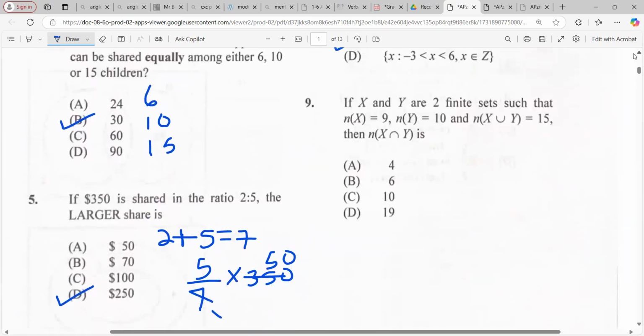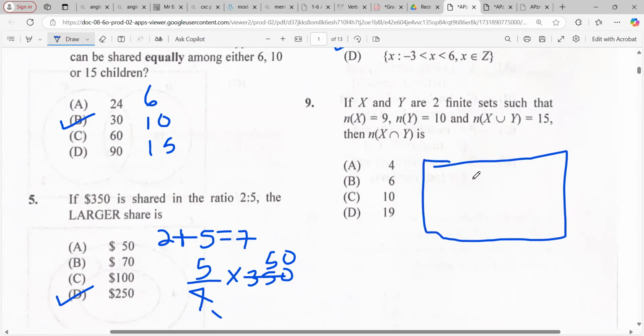All right, it says if X and Y are two finite sets such that the number in X is 9 and the number in Y is 10, and if you combine the two sets, X union Y is equal to 15, then what is the intersection? I'm trying to have a little visualization. All right, so there are two finite sets and they are intersecting sets, because both of them have an intersection we should find. Let's just call this x, right? Call this what we are searching for. Search for x. All right, cool.